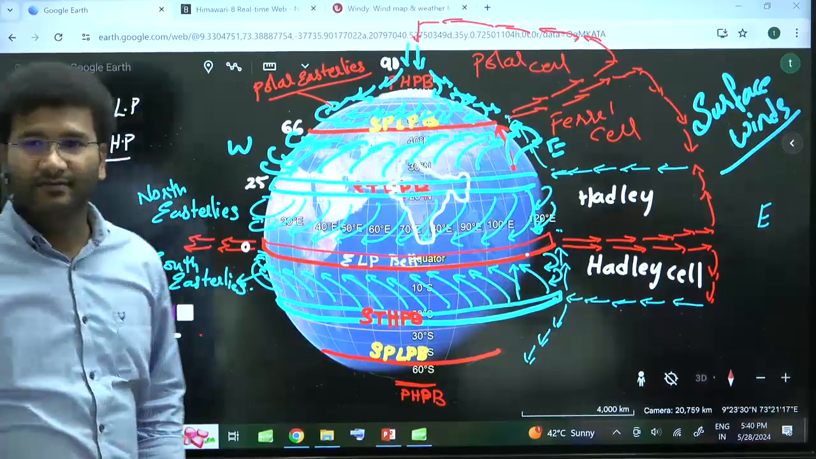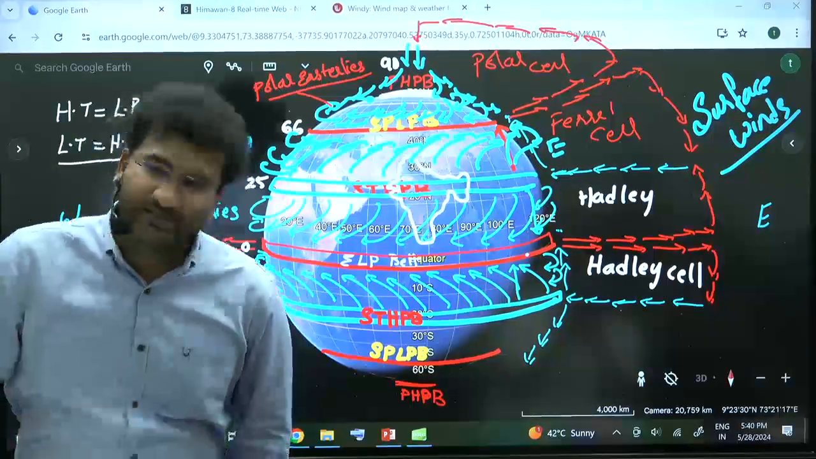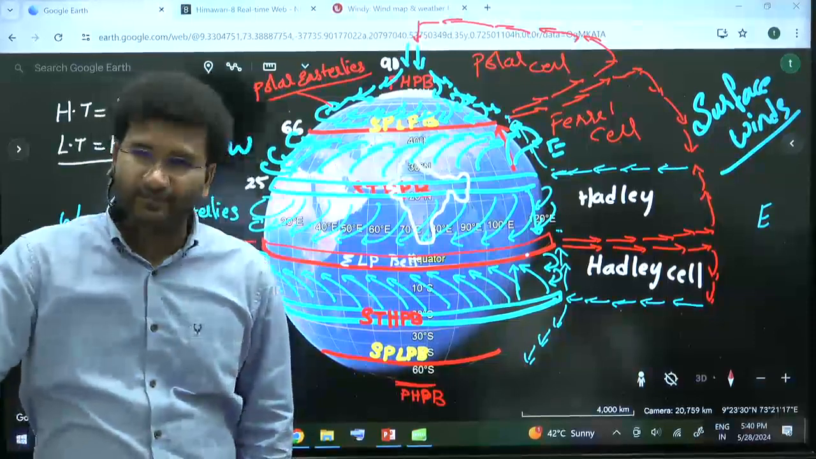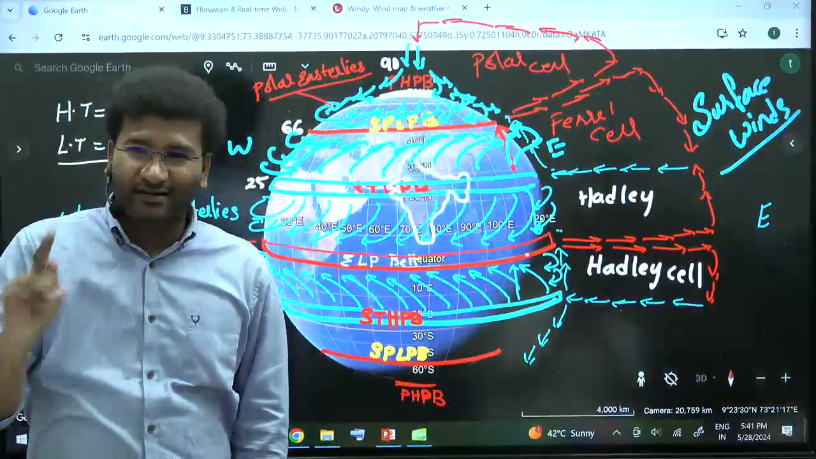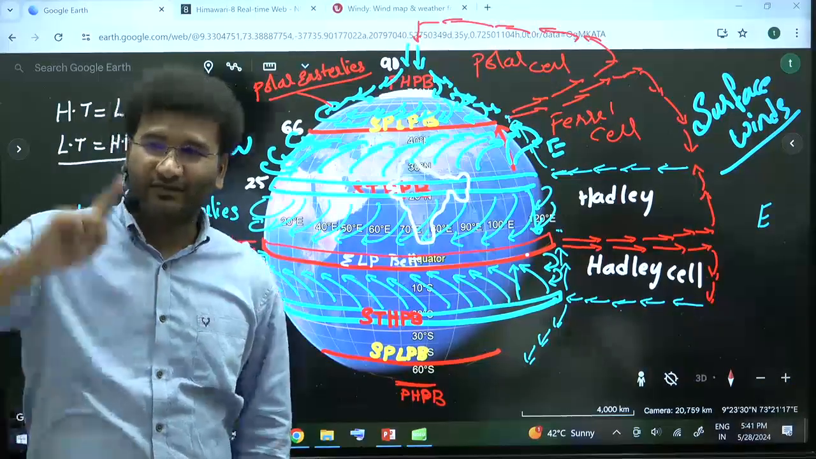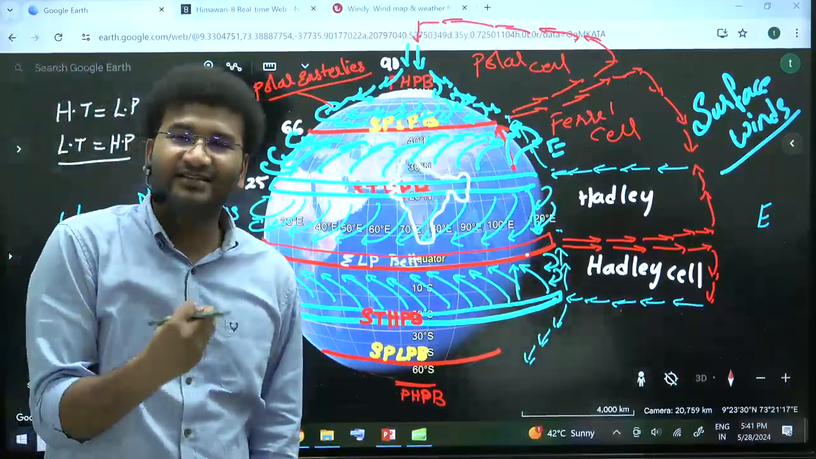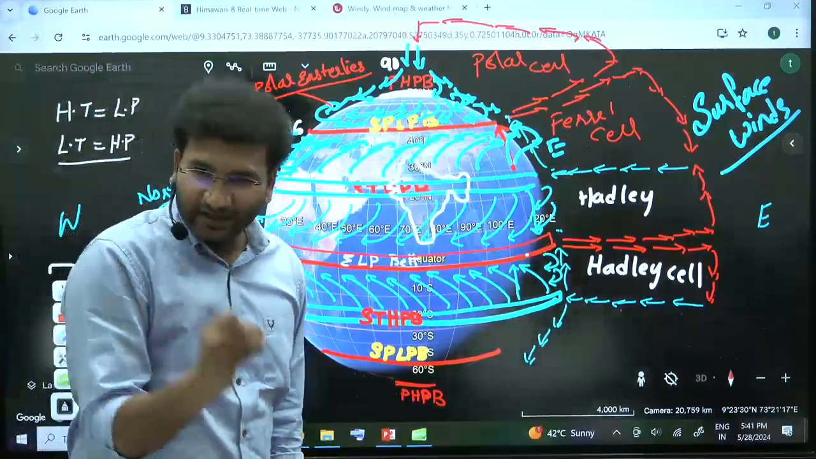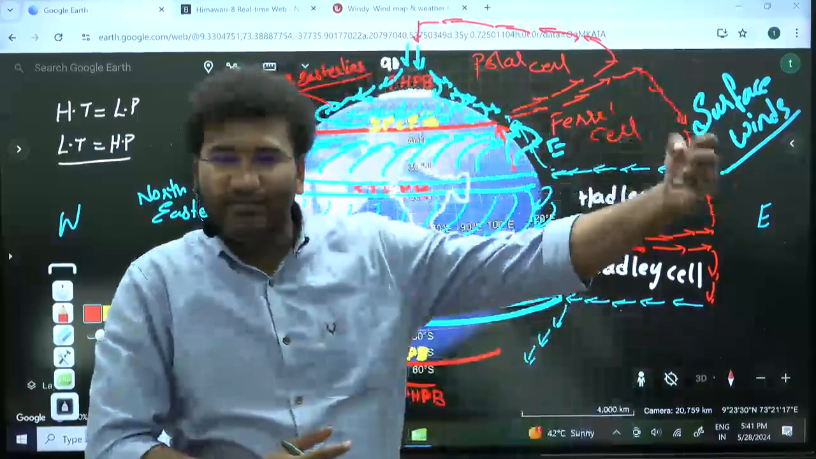Yes? Does tidal force work? Yes, tidal force works. Tides are formed because of the moon and the sun. Wind is just a generating force. Wind can create waves. Tides are actually created by the gravity pull of the moon and the sun.